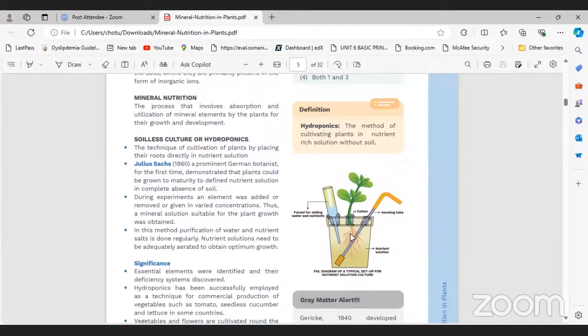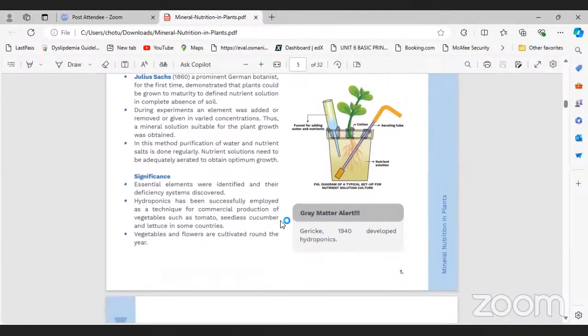This is a typical hydroponics system. See, this is the nutrient solution. This is the aerating tube. This one is a cotton funnel for adding water and nutrient. This is the cotton and this is a plant.